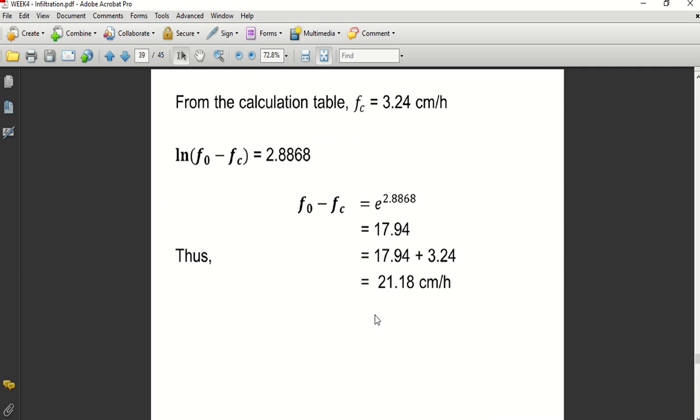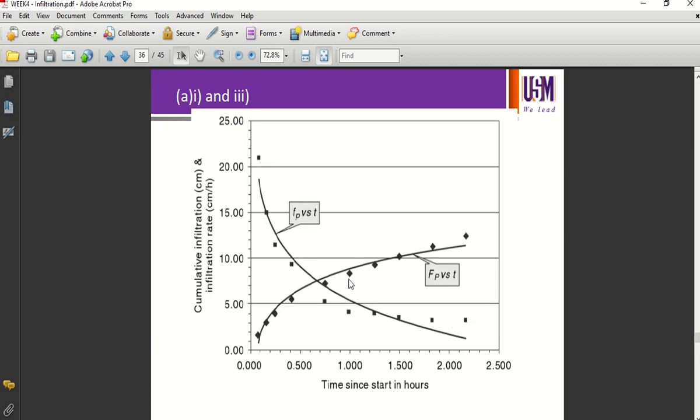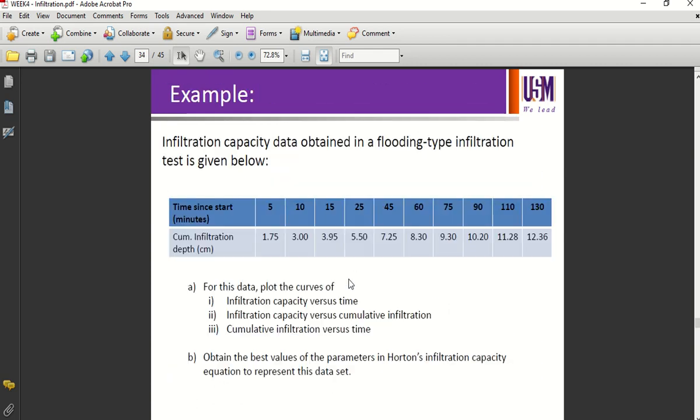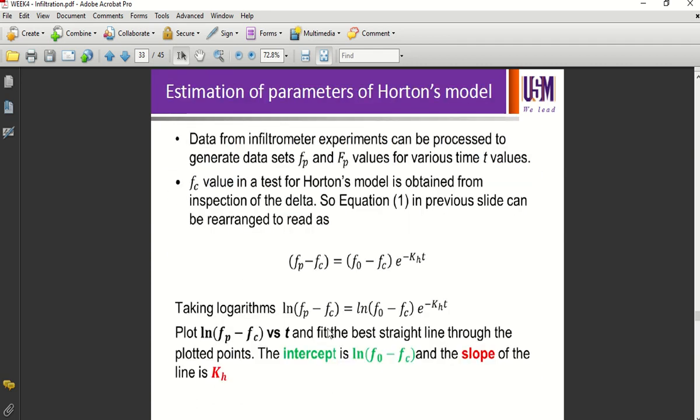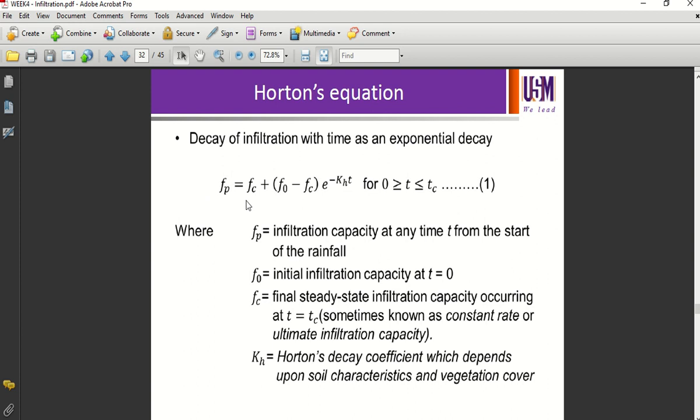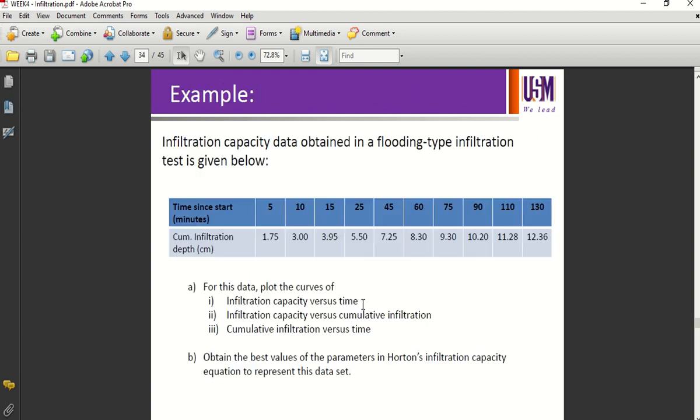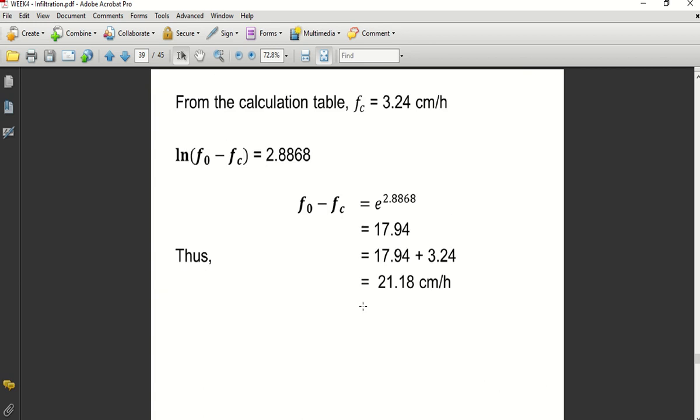You've obtained your KH, you know your f naught, and you know your fc. Then you will get all the parameters that you are supposed to have for you to be able to solve for fp like this. So that's it. See you in the next part.